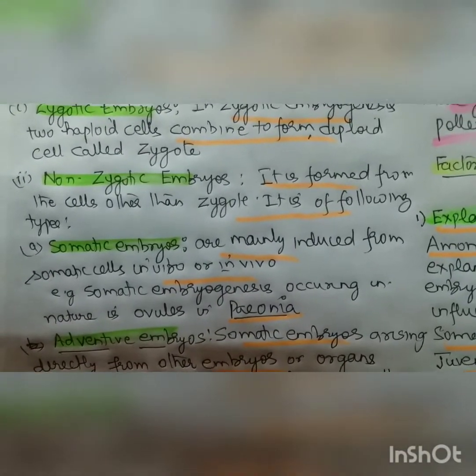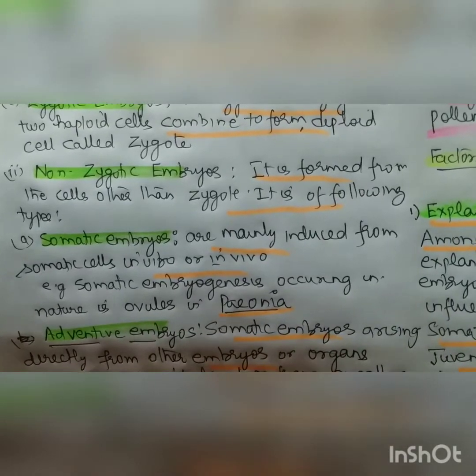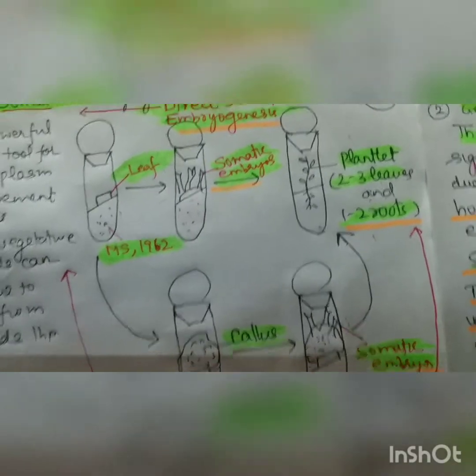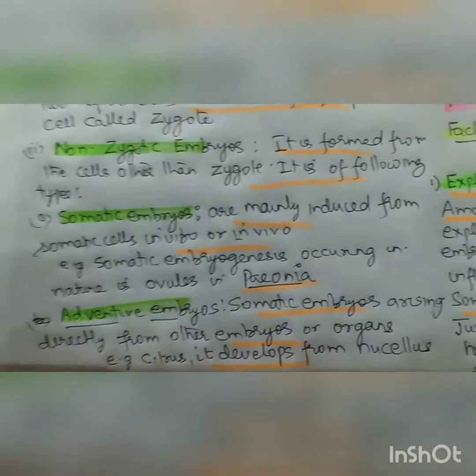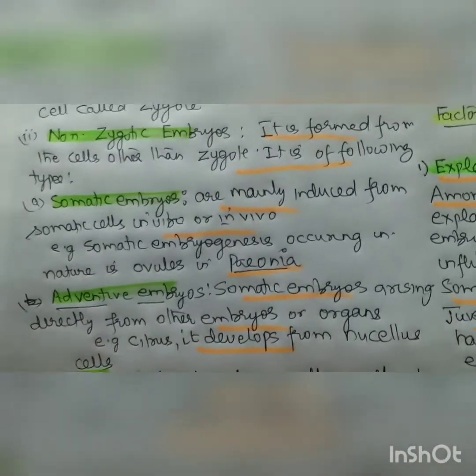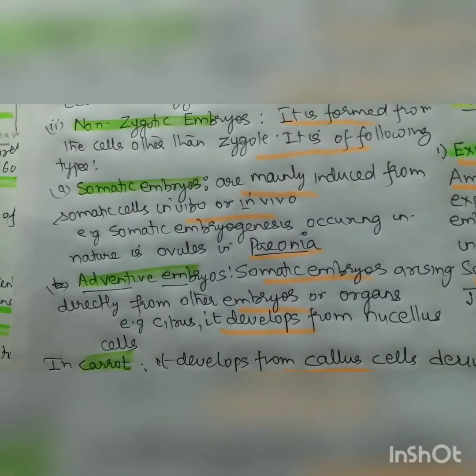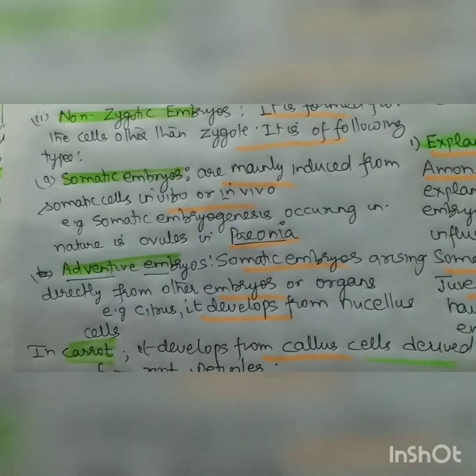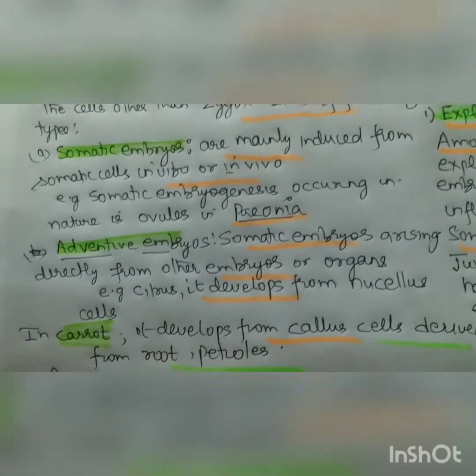Second is the non-zygotic embryos. They are formed from cells other than the zygote. The following are the types. First is somatic, which we did right now, raised from the explant, that is tissue, maybe leaf, root, node or floral organs. They are mainly induced from somatic cells, in vitro or in vivo, and somatic embryogenesis occurs in nature in the ovules of Paeonia. This question will come.